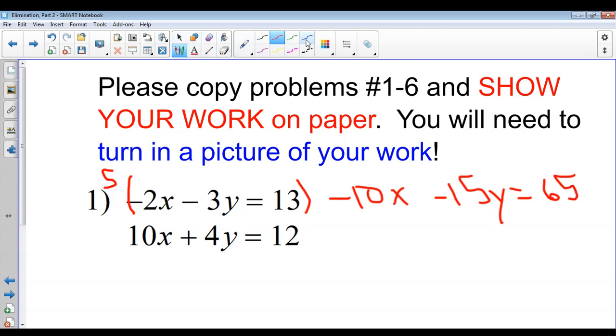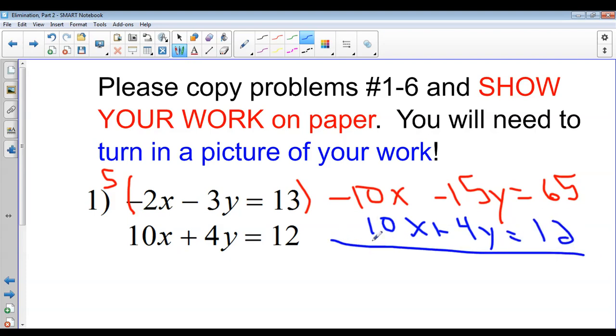And then on the bottom, you're going to just copy that over. So you're going to get 10x plus 4y. Sorry that I write so bad with my mouse. And now you're going to go, okay, we have opposites, so we're good with that, right? The x's will cancel out. And then when I add negative 15y and positive 4y, that's going to give us negative 11y. And 65 and 12 is 77, right? And then if I divide both sides by negative 11, we get y is negative 7.